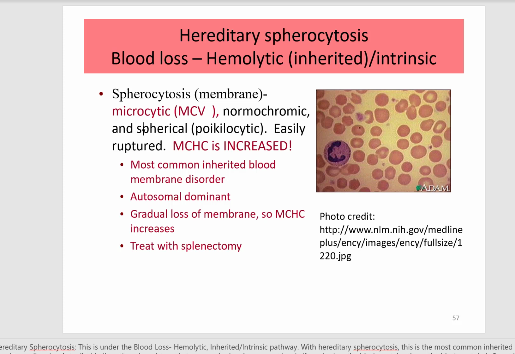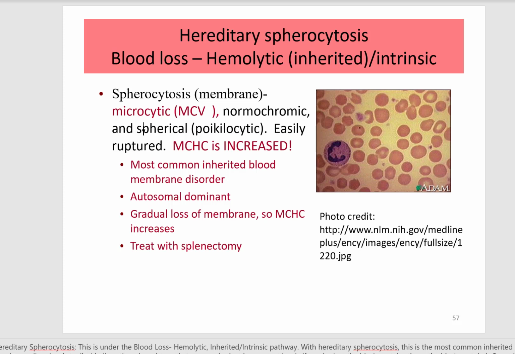So the cells enter the circulation normally, but with time, they lose their cell membranes, so the cells will shrink. This will ultimately create microcytic cells, or reduced MCV. Essentially, the hemoglobin that they have is normal. They had a normal MCH, but as the MCV shrinks, we're going to have increased concentration of hemoglobin within that cell.